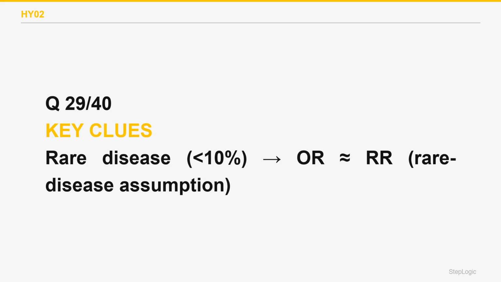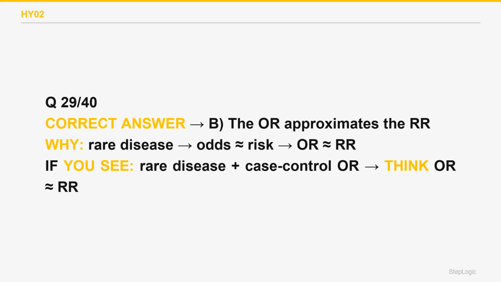Under the rare disease assumption, when a disease is uncommon, the odds ratio closely approximates the relative risk. Because few people have the disease, the odds and the risk are numerically similar, so the case-control OR of 5 is a good stand-in for the true relative risk. The student's worry is unfounded. The correct answer is B.